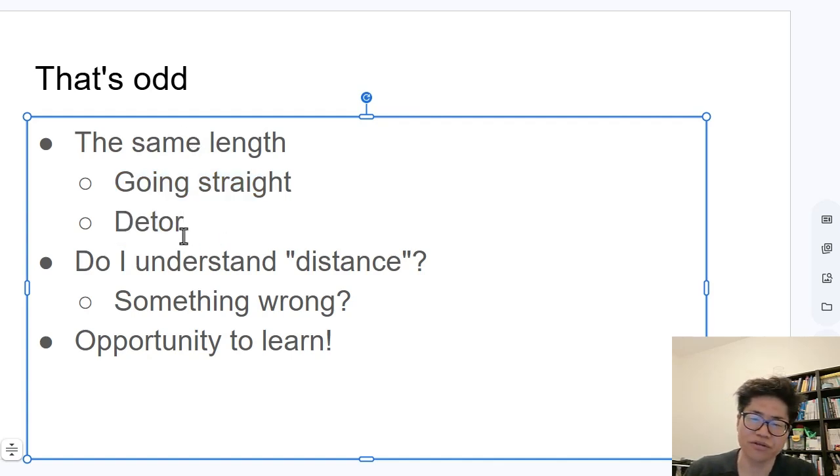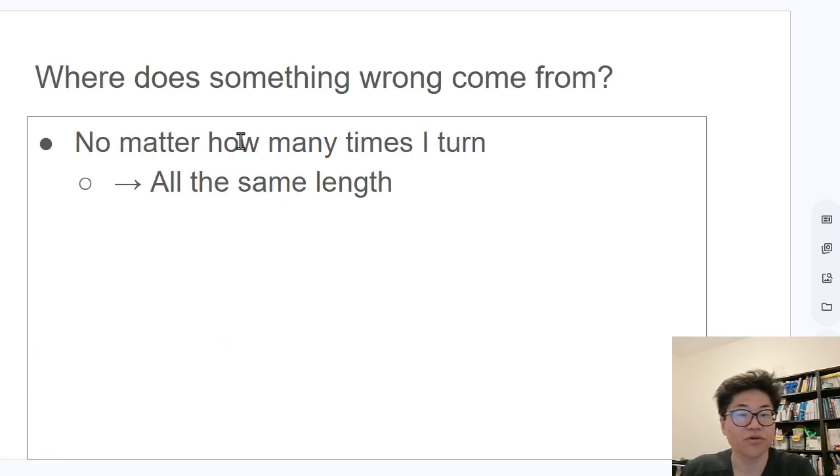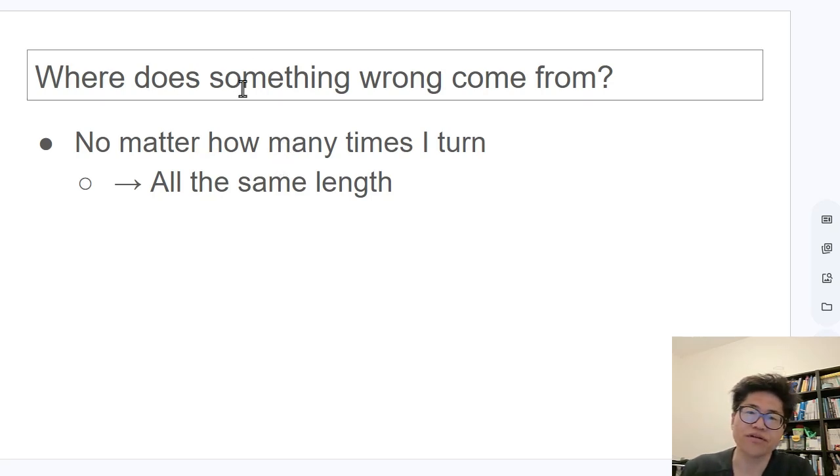At that point, I was confused. Do I really know what distance or length is? That was the moment I noticed something was wrong. But I also found this is a great opportunity to learn. So I realized something was wrong, but what exactly is it? Where does the problem come from?